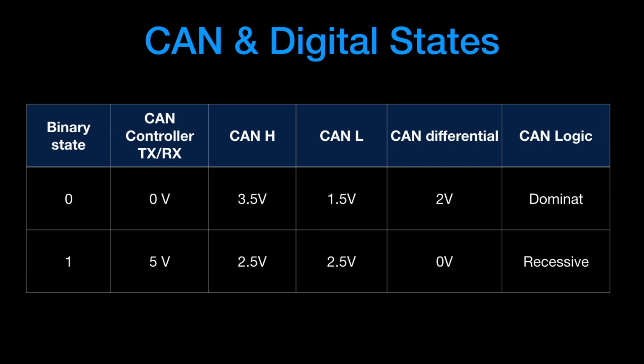A binary 1 on the CAN controller TX or RX is typically 5 volts or near to 5 volts, and the CAN high is 2.5 and the CAN low is 2.5. In other words, we have no CAN differential, the differential is 0, and we call this on the CAN logic a recessive state.